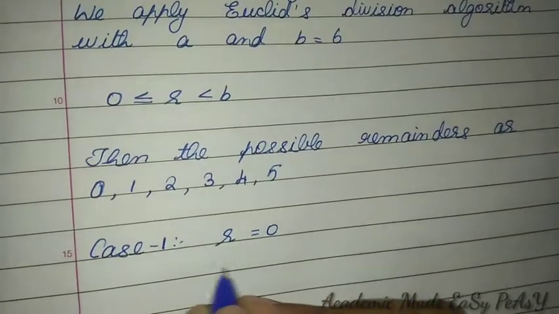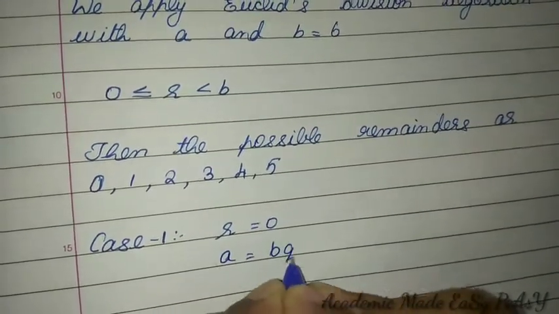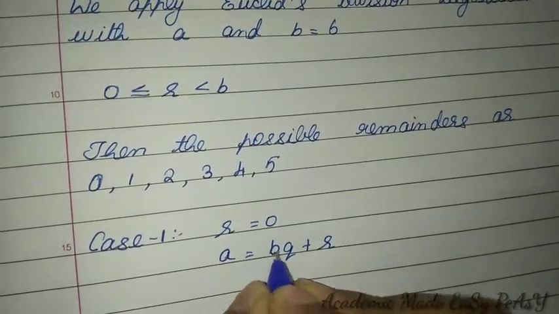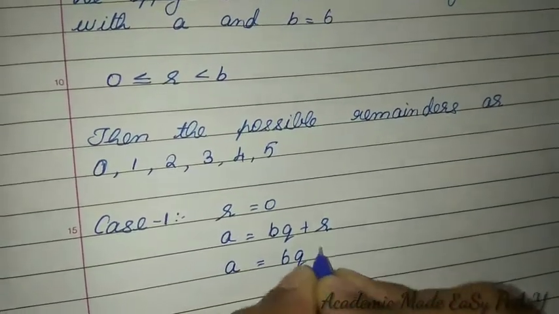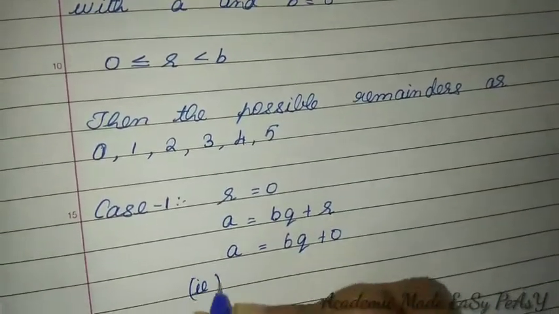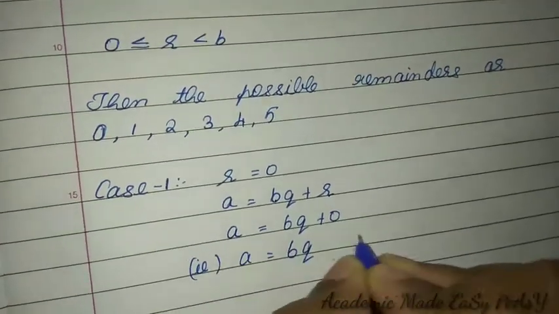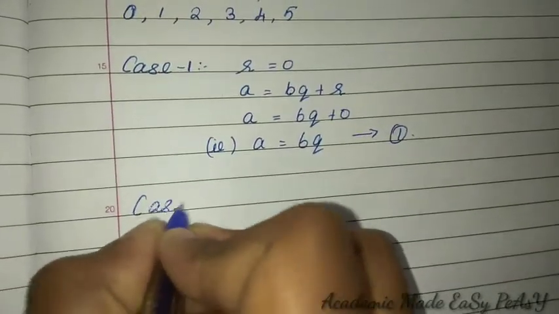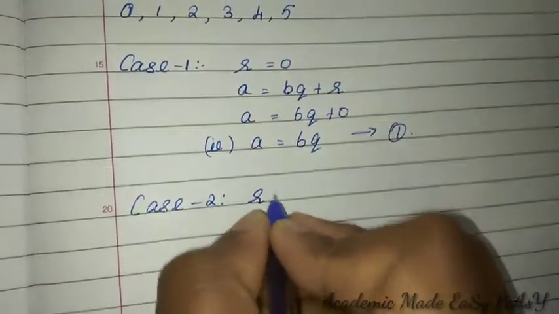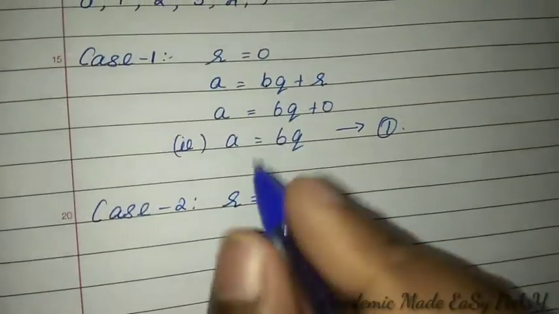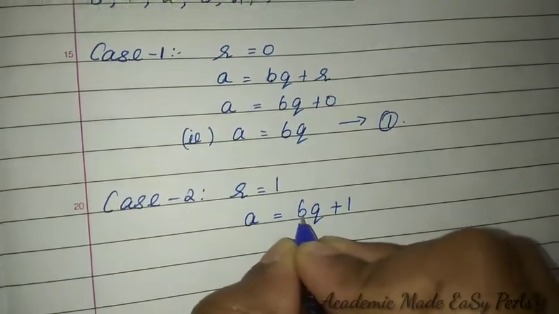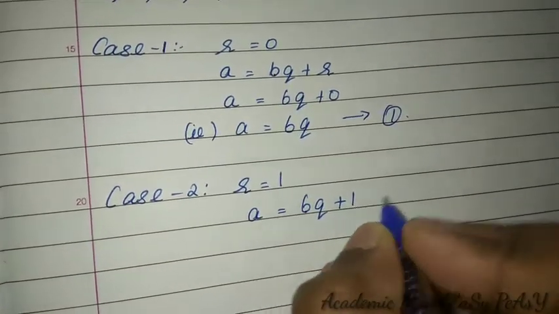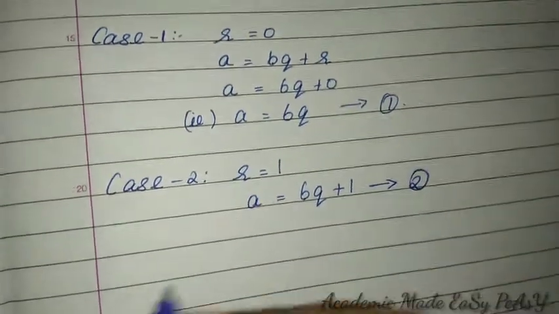Okay, so a is equal to bq plus r. We know the value of b and the value of r. So I will have a is equal to 6q plus 0, that is a is equal to 6q. Let this be equation 1. Next we'll move on to case 2, where the remainder is equal to 1. So if I substitute in the equation, I'll have a is equal to 6q plus 1. Value of b is 6, value of r is 1. So this will be my equation 2.